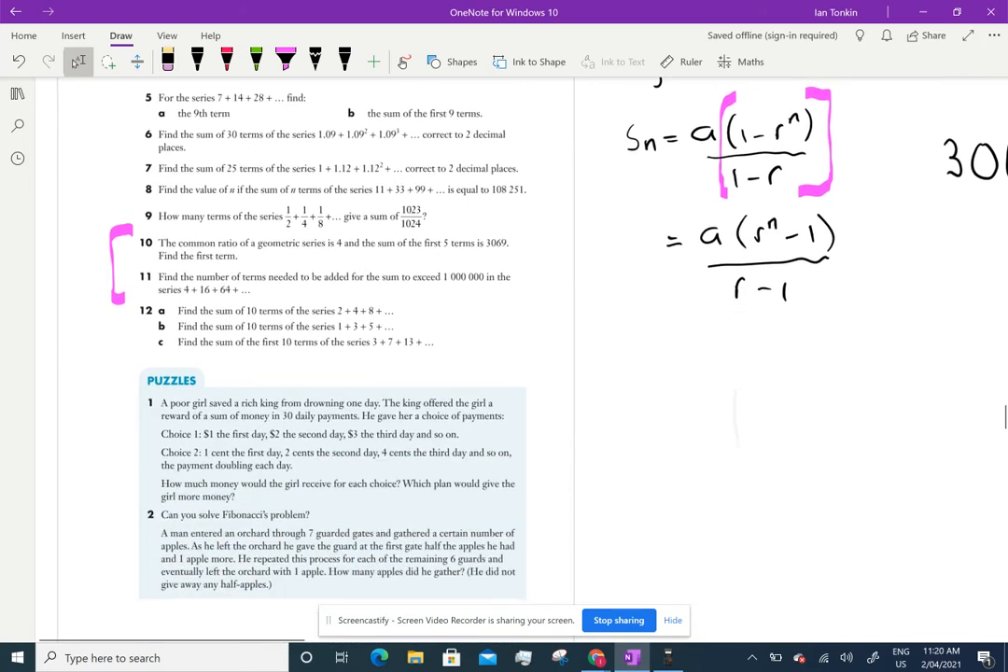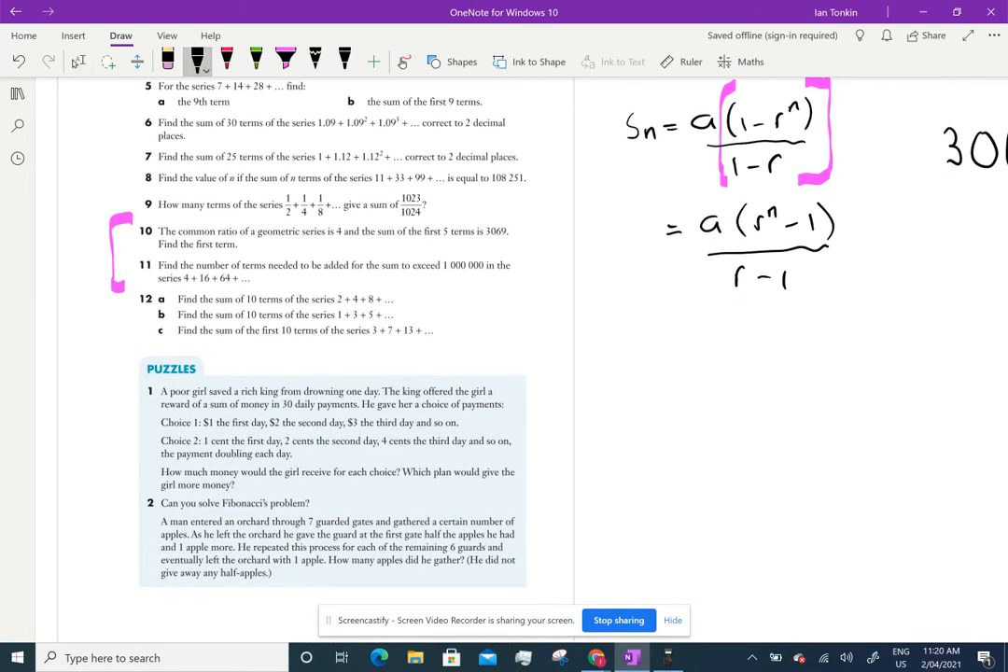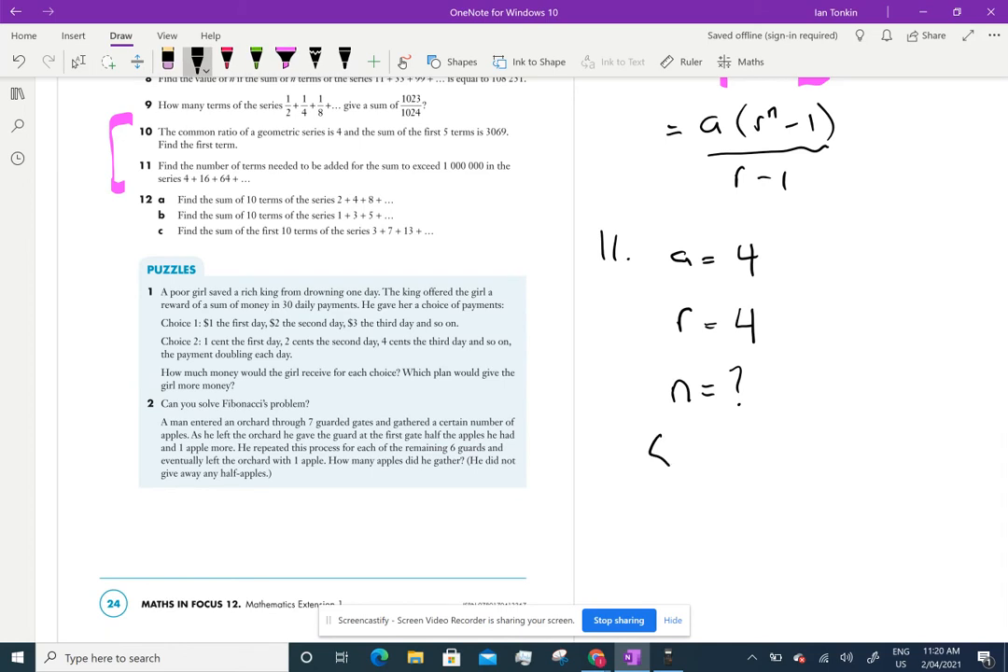Number 11. So with number 11, find the number of terms needed to be added for the sum to exceed 1 million in that series. Well, let's write what we've got. First of all, we've got a equals 4, and the common ratio, 16 divided by 4 is 4, and we have to find n. But we know that S of n needs to be greater than 1 million. Well, let's just find when S of n equals 1 million.